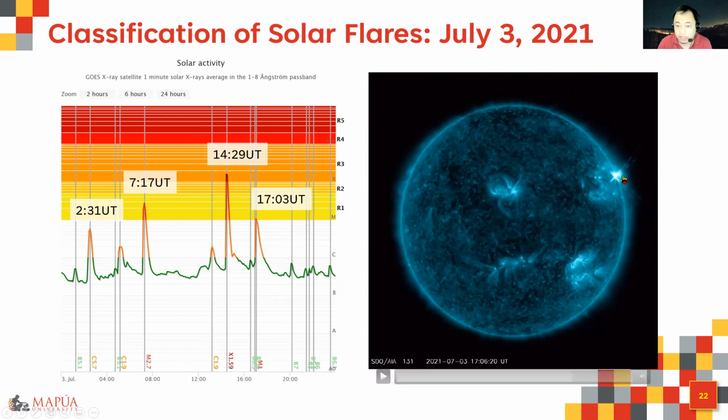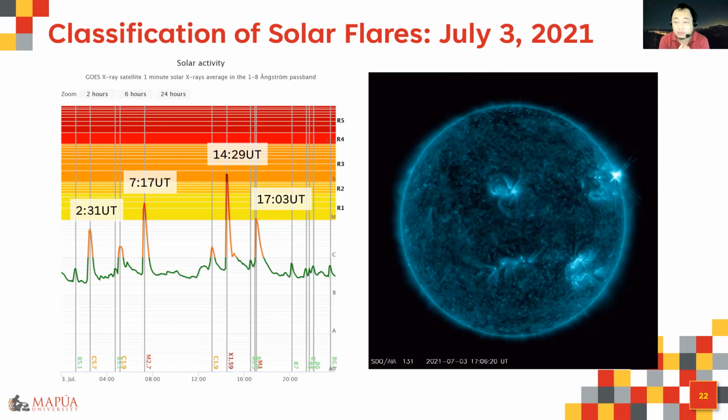So this is an M class flare. You will notice here that these four largest solar flares that happened on July 3, 2021, happened at this specific active region. That means one active region can produce several flares in a day at different levels, depending on the level of activity in the active region associated with the flare.